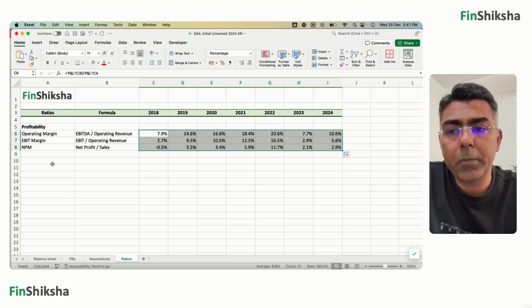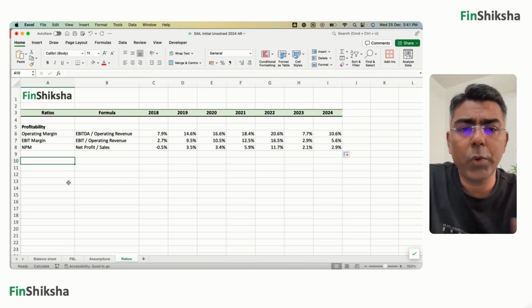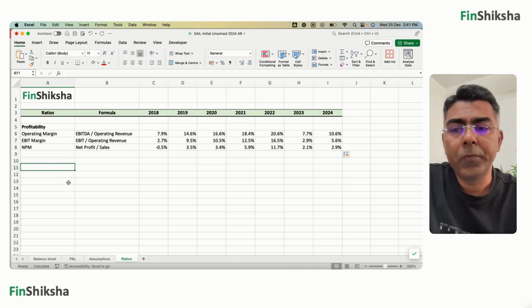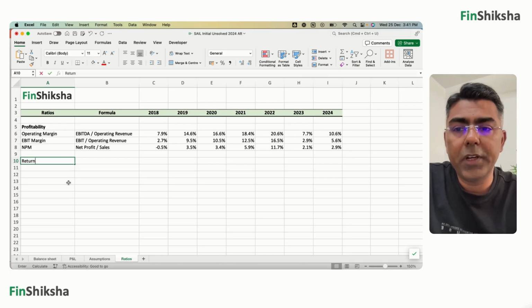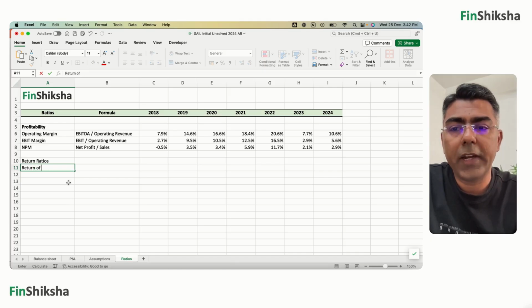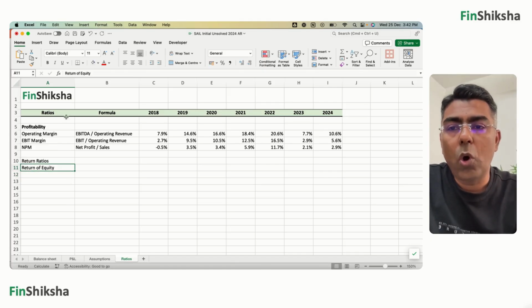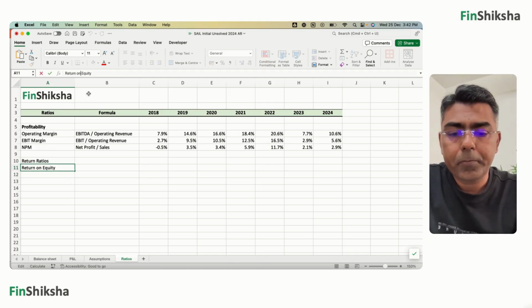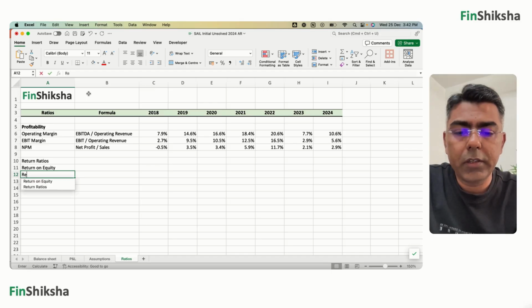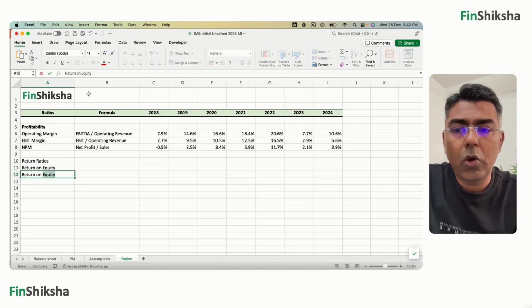Correct? That's profitability metrics. We will come back and talk about it. For now, let's keep it here. The second set of metrics would be return ratios. So we will calculate ROE, return on equity. Let's write all of that. Return on equity, sorry. And we will calculate return on capital employed.